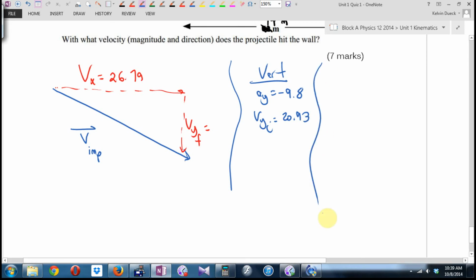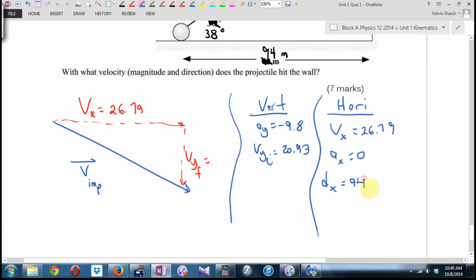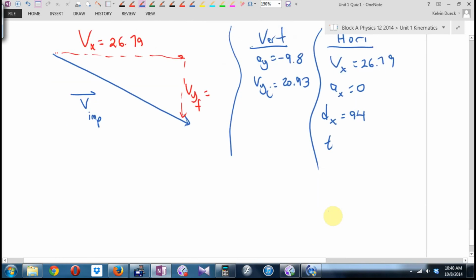I have to go horizontal, where Vx is 26.79, where Ax, nothing. But they gave me our horizontal displacement dx. How far horizontally had we traveled before we ran into the wall? 94 meters. I can find time. How can I find time?